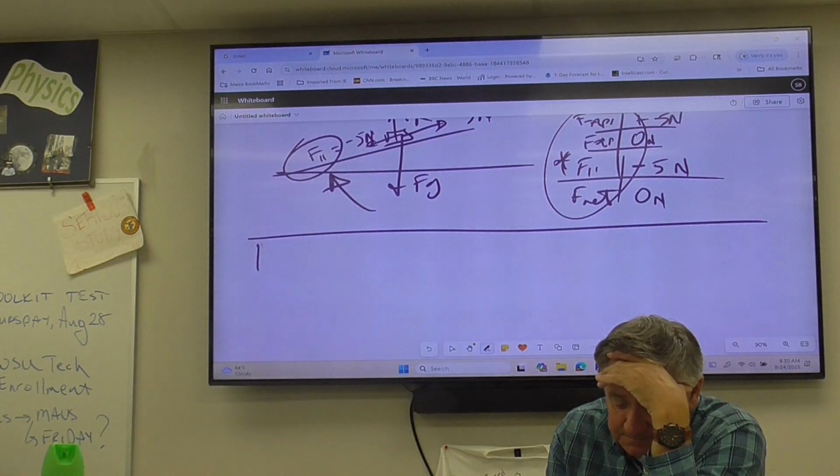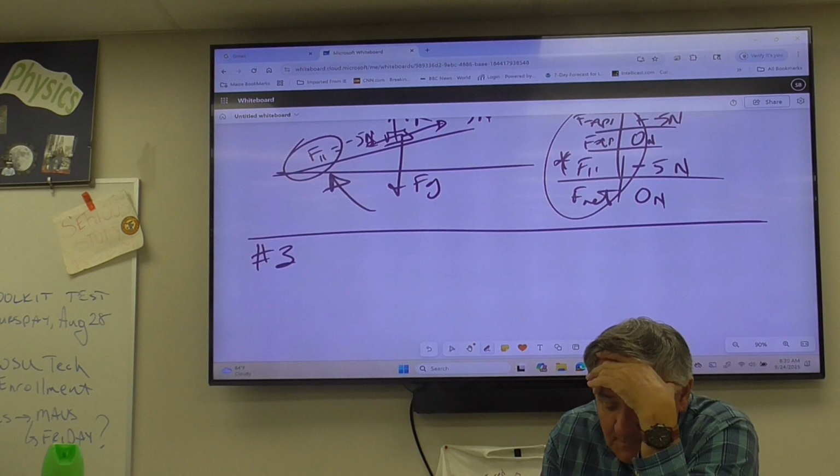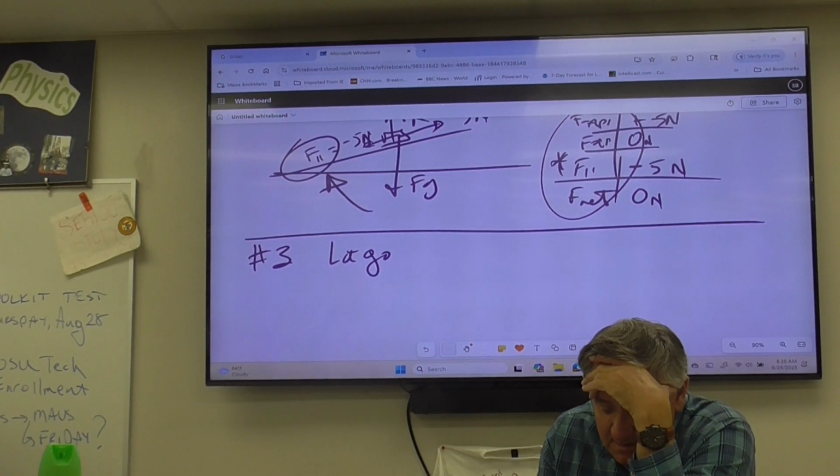Situation number 3. I'm going to let go of the box, of the cart.